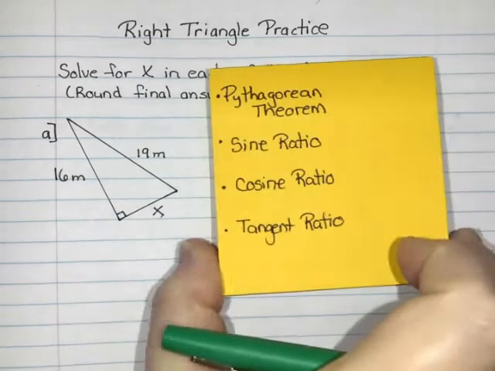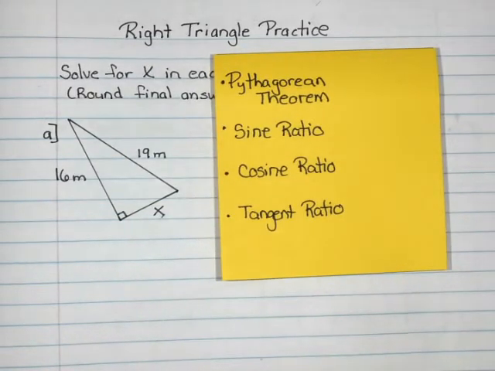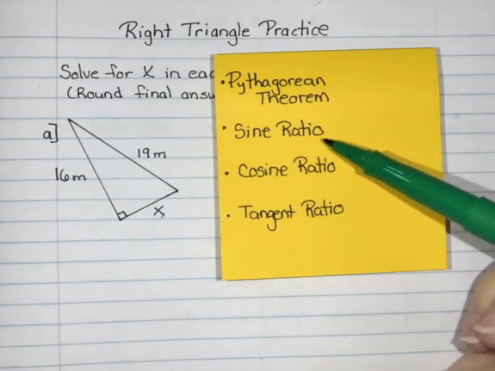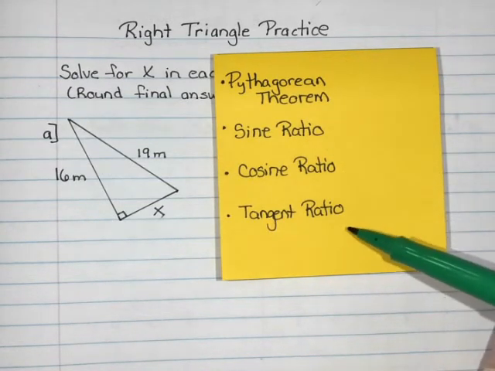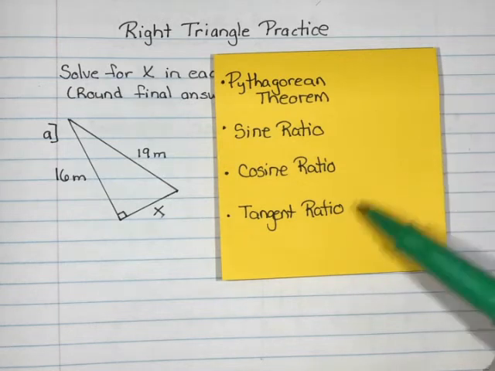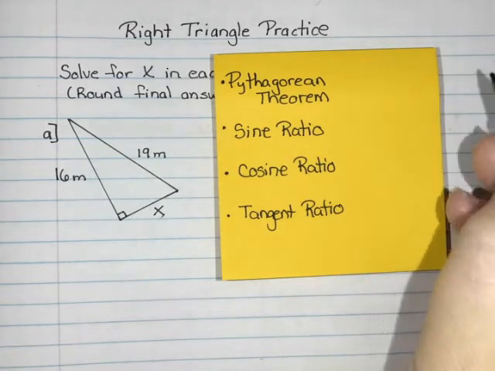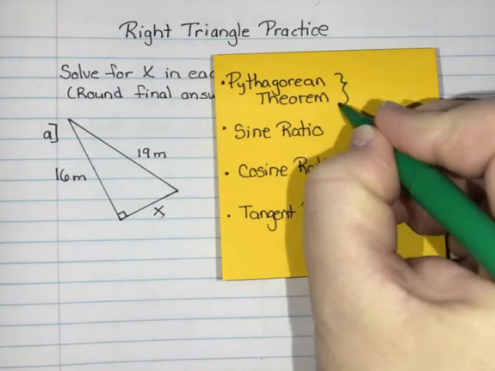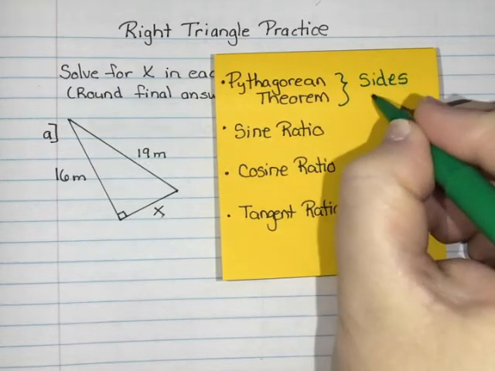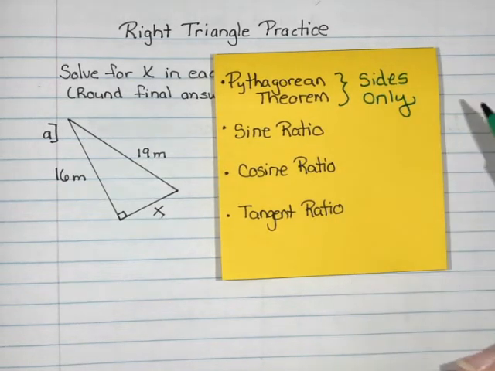We have learned up to this point 4 different ways of solving for a side or an angle in a right angle triangle. They are Pythagorean theorem, sine ratio, cosine ratio, and tangent ratio. It's hard sometimes to know which one to pick. Pythagorean theorem is something that we only use when we have sides. If you have side lengths and you don't have any angles and you don't want to find an angle, that's when I would use Pythagorean theorem.